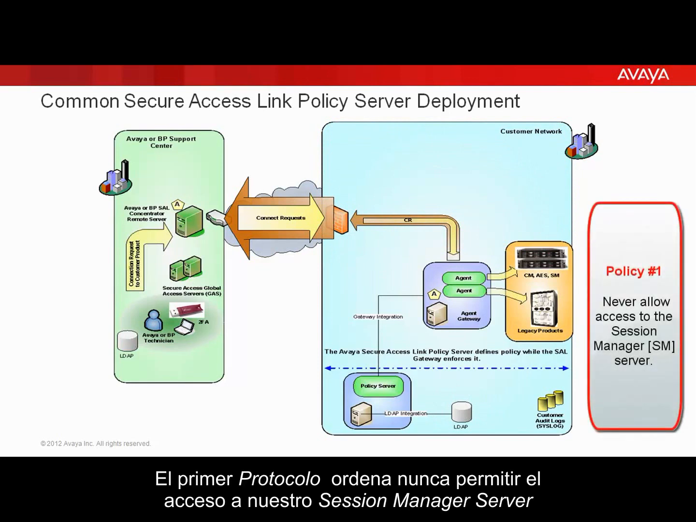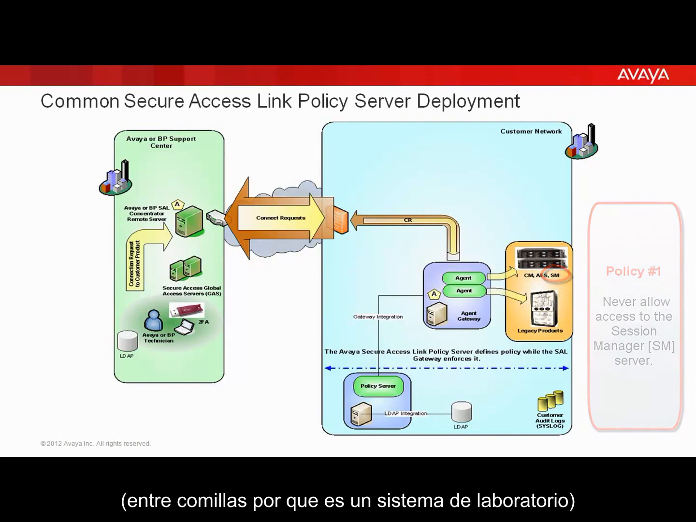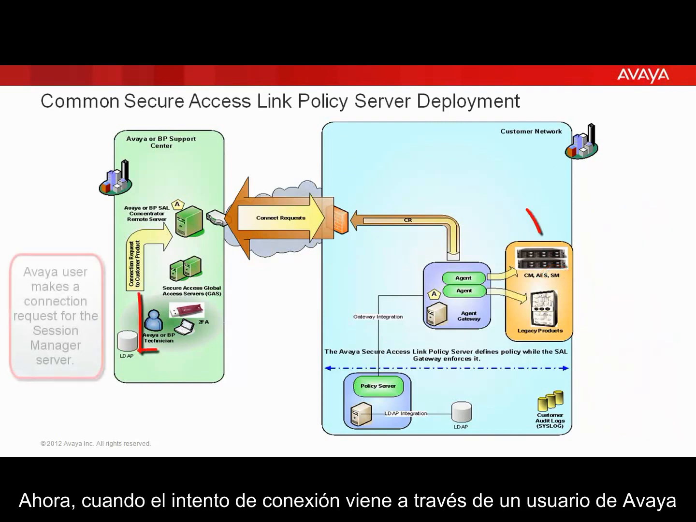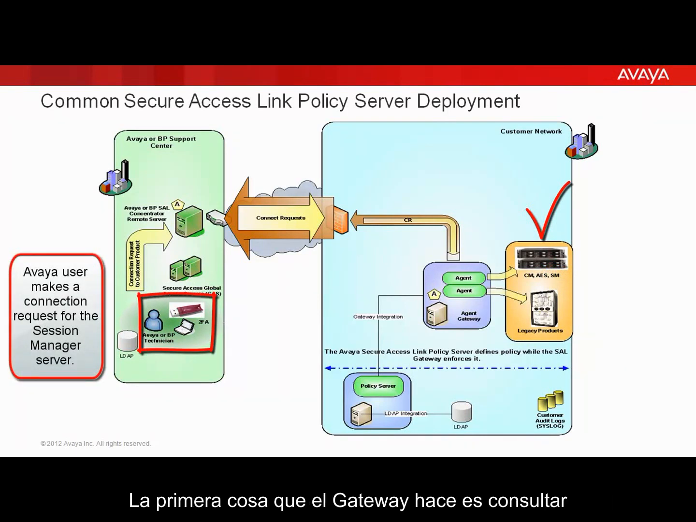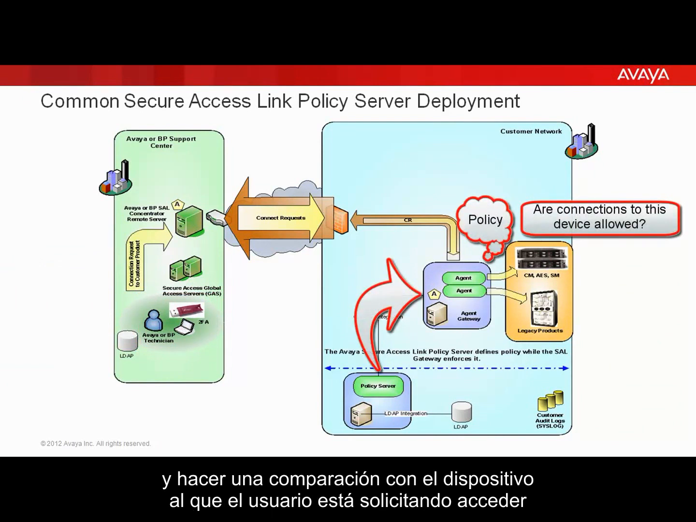Policy 1 states to never allow access to our Session Manager server, denoted here by the SM, say for instance because it's a lab system. Now, when a connection attempt comes across from a user at Avaya, the first thing the gateway does is consult a copy of the policy it has obtained from the policy server and do a comparison to the device the user is requesting access to.